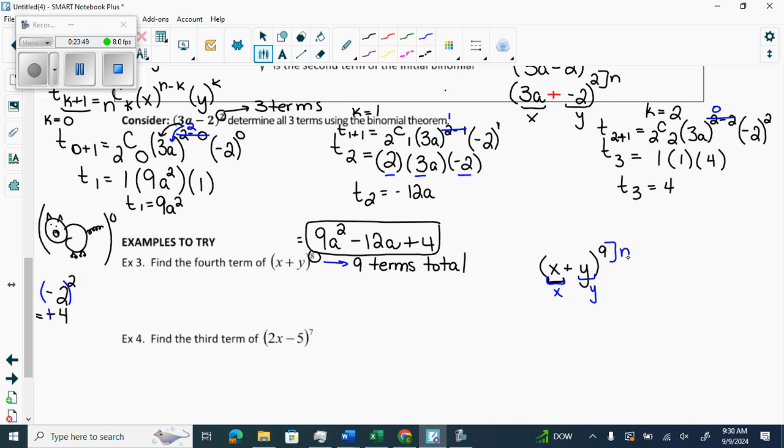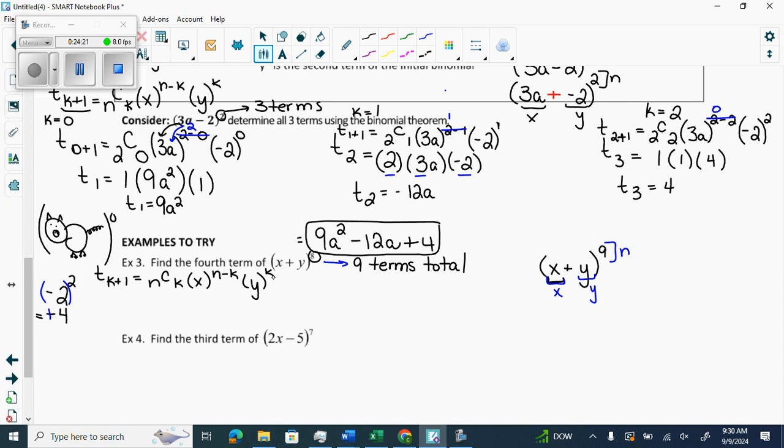K. And what is k? It's always 1 less than the term you're finding, because the formula is T(k+1). The formula is T(k+1) equals... Correct? So I'm going to write out the formula to help myself out. T(k+1) = nCk, x to the n minus k, y to the k. Literally just writing the formula out because it helps a person out when they do that.